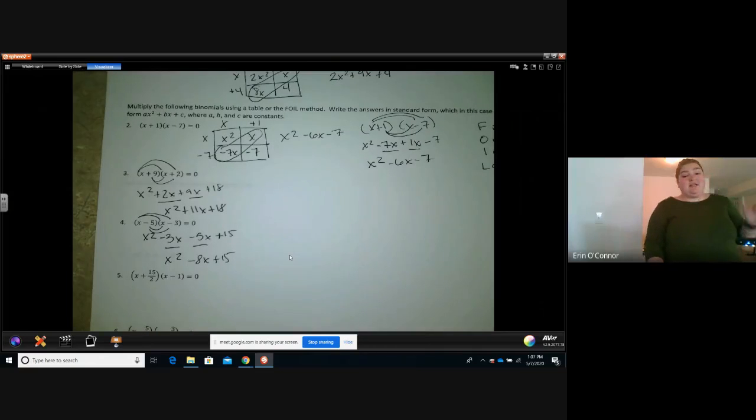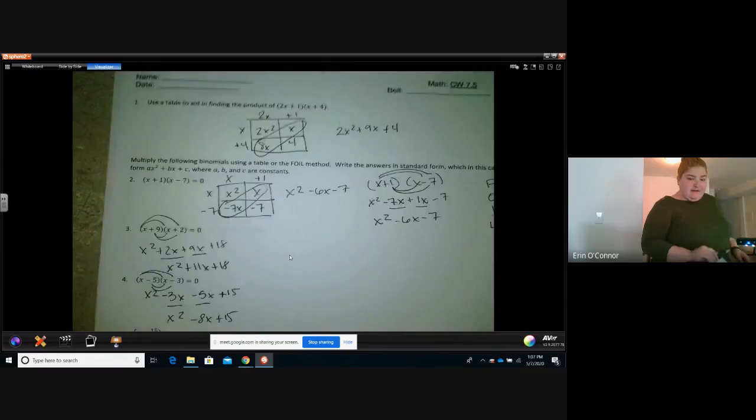Now, at this point you can choose to FOIL or do the table method. It's up to you. I'm not going to stop you from doing either way. I will generally FOIL. I will multiply the binomial pair. But if you prefer the table method, do the table method. It is up to you. We're not going to finish off the rest of these questions because I want to get to factoring.